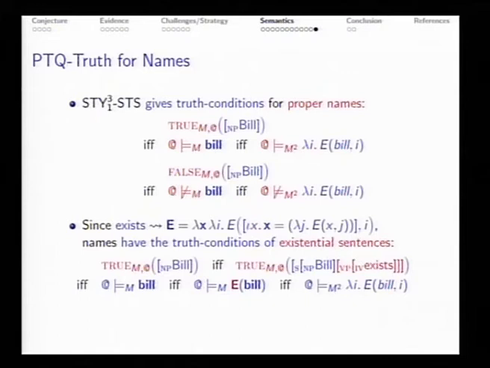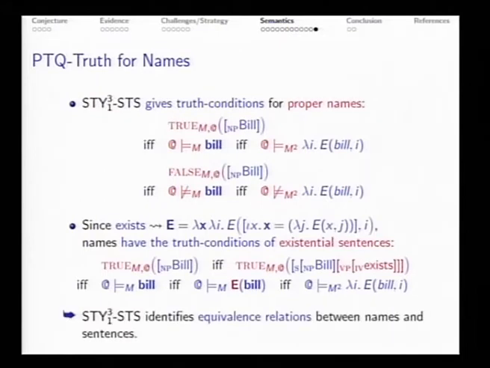And because of our particular definition of the single-type translation of the predicate exists, we will be able to see that names in fact have the same truth conditions as their containing simple existential sentences in this particular version of single-type semantics. As a result, Bill will be true or false exactly if the sentence Bill exists is true or false at the relevant index, and as a result we have that Bill, in fact, is semantically equivalent to the sentence Bill exists.